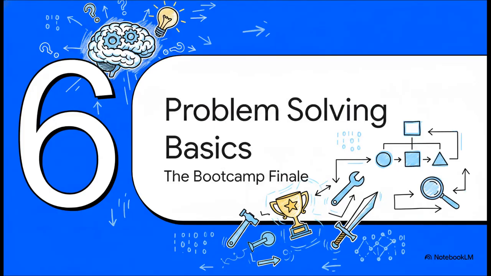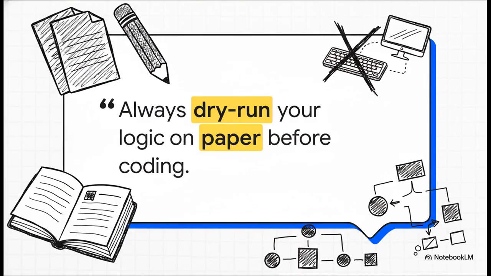And finally, at Section 6, Problem-Solving Foundations. This is our boot camp finale. Look, here is the absolute core mantra you need to take away. Always dry run your logic on paper before coding. The actual syntax and typing out the code in Java, that is entirely secondary. If you cannot prove your algorithm on a piece of paper using tables and step-by-step logic like we did today, you are honestly not ready to write the code. Paper first, keyboard second, always.